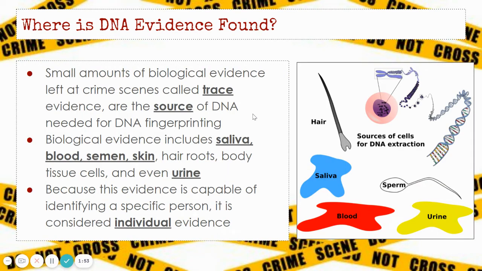So where can we find DNA evidence? Small amounts of biological evidence left at crime scenes, which is also called trace evidence, are the source of DNA needed for DNA fingerprinting. So biological evidence includes things like saliva, blood, semen, skin, hair roots. As long as the root is attached to the hair, we can use it. Body tissue cells and even urine will have trace amounts of DNA in it. Because the evidence is capable of identifying a specific person, this is considered individual evidence.